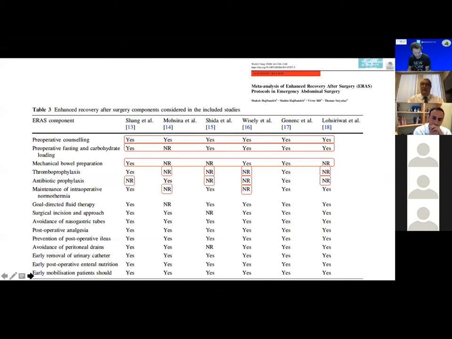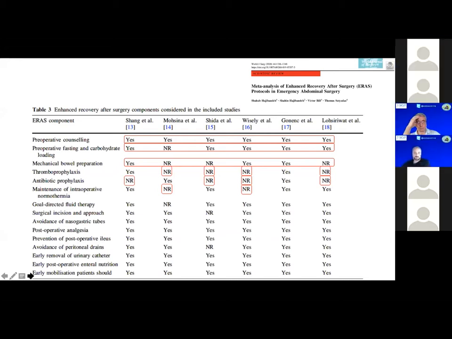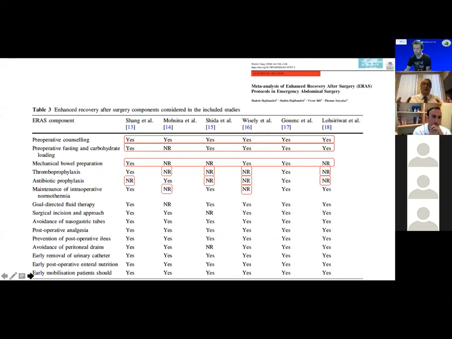If you look at the burden of disease, there are about 10 diagnoses that encompass 95% of all emergency surgery that we do in our current practice all over the world. So there are about 10 diseases that we take care of. And the question is, how do we bring this package to all of them, not just to laparotomy or to colon surgery or to gallbladder surgery, but to all emergency surgery?